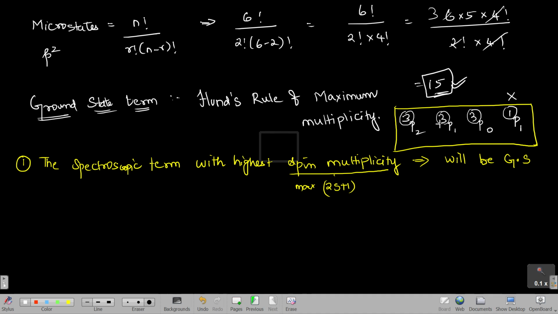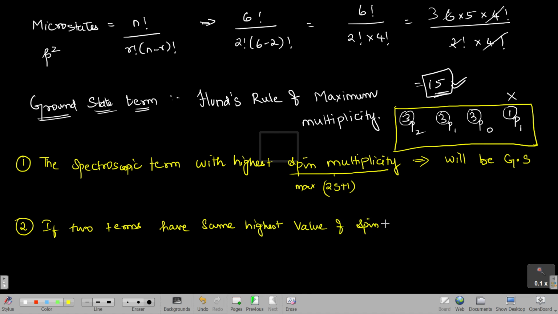Now in such a case where two terms are having the same highest value of spin multiplicity, then what do we do? Then we go for the second part of the rule. If two terms have the same highest value of spin, then we check the L value. So the highest L value is the ground state.